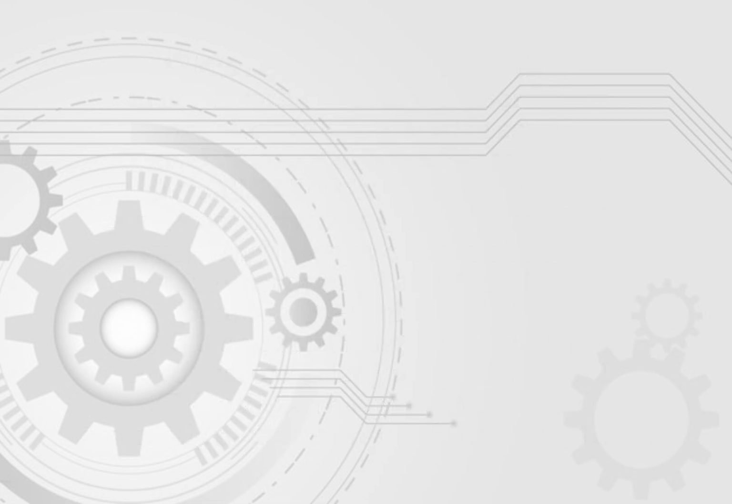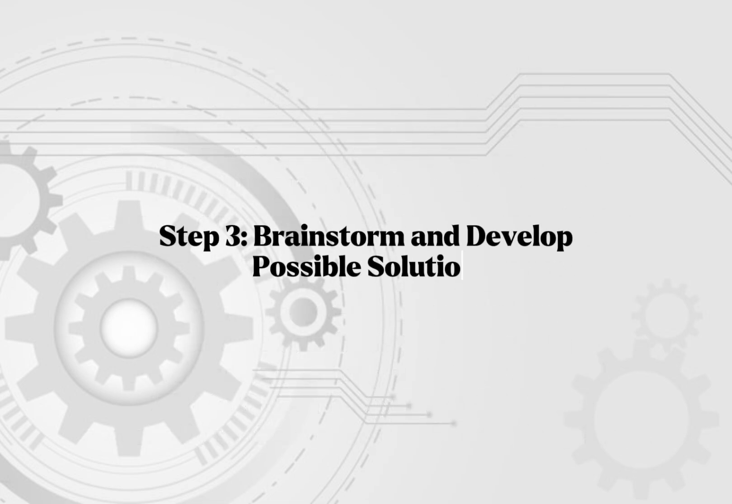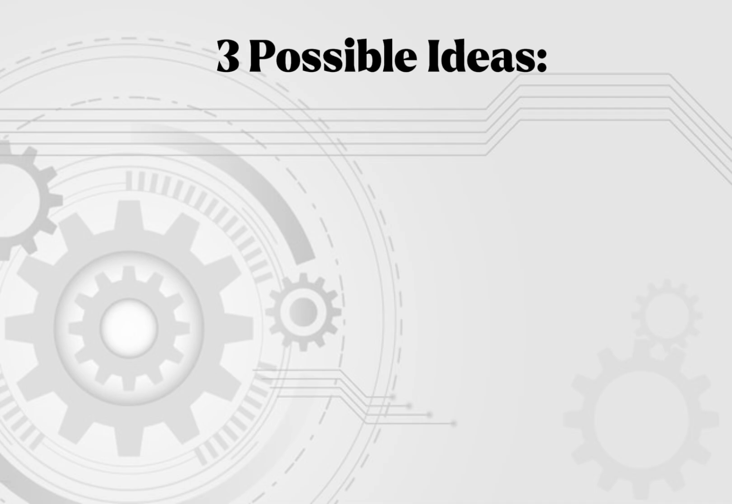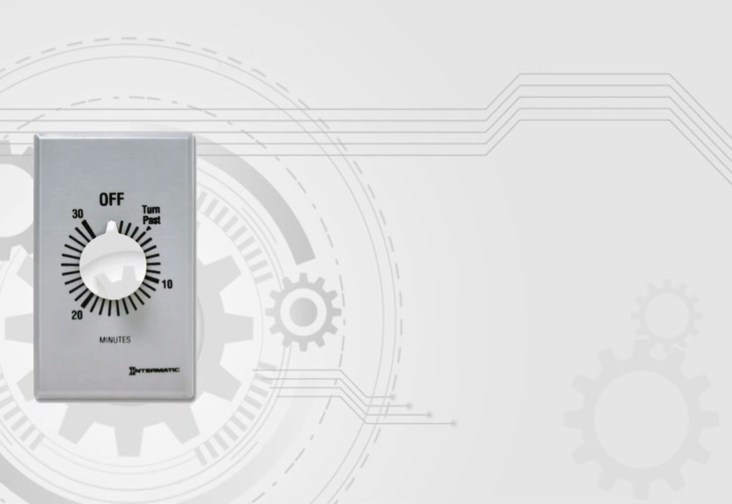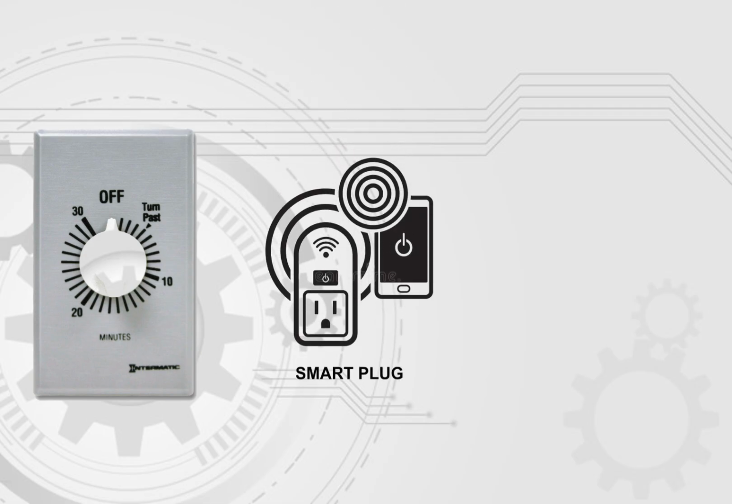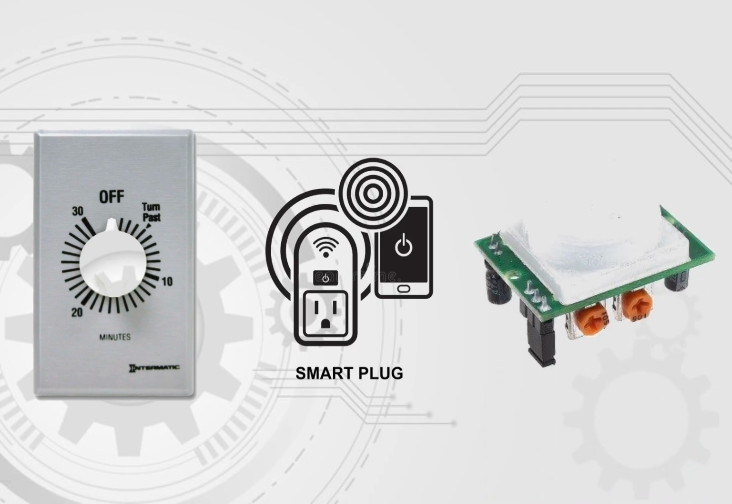After that comes brainstorming and developing. I thought of three possible ideas. The first one is a timer-based light switch that automatically turns off after a few minutes. The second one is a phone app connected to a smart plug where users can control their lights remotely. And the last one was my best option: a motion sensor that can detect movement and turn off automatically when there's no activity for a while.